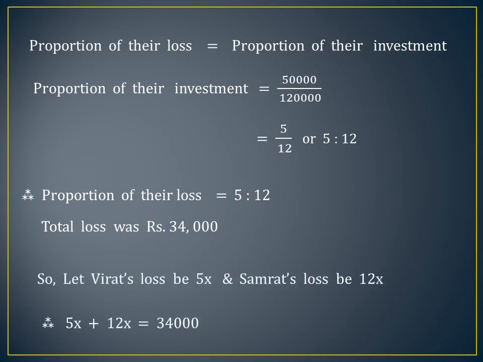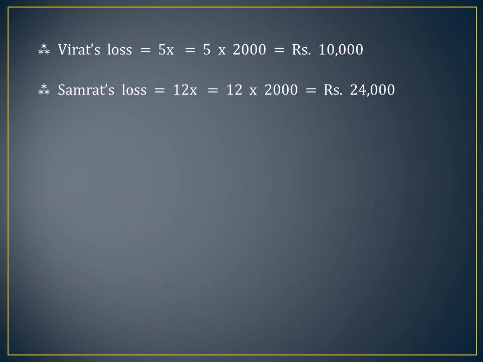Therefore the addition of their losses, which is 5x plus 12x, should be equal to the total loss, which is 34,000. So that gives us x is equal to 2,000 rupees. So therefore Virat's loss is 5 into x, which is 5 into 2,000, that gives us rupees 10,000, and Samrat's loss will be 12 into x, that is 12 into 2,000, which gives us rupees 24,000.